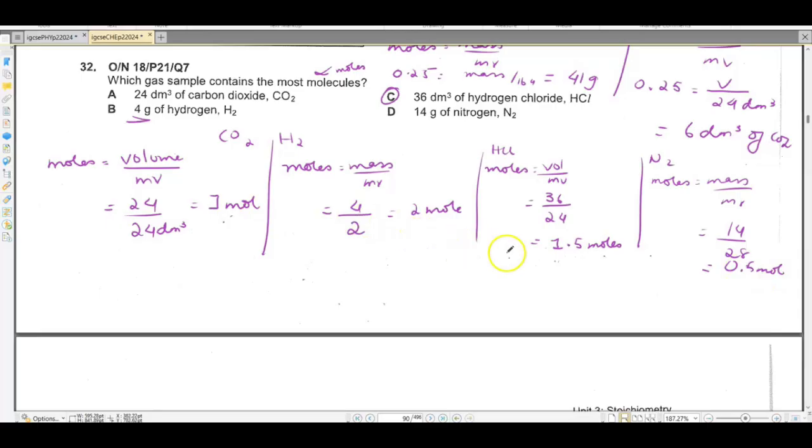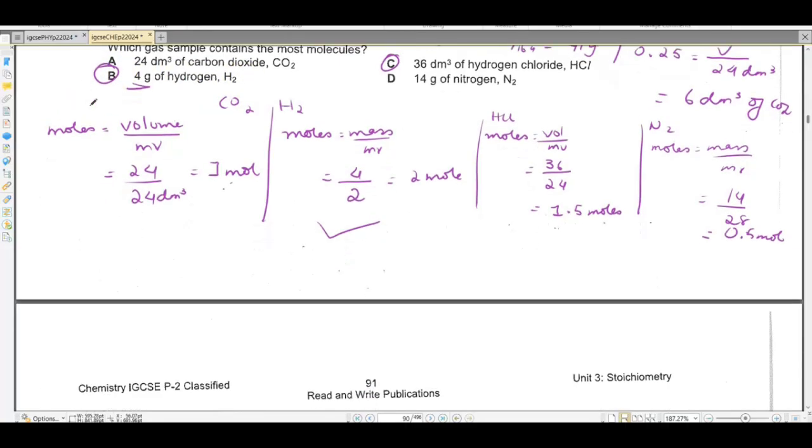1 mole, 2 moles, 1.5 and 0.5. The sample of 4 grams of hydrogen contains the most number of molecules. Okay, so B is going to be our correct option.